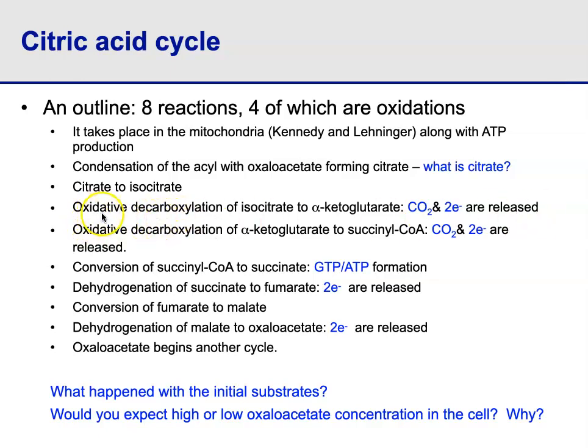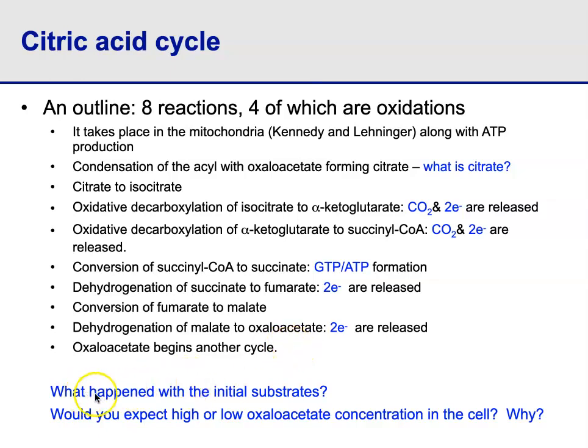Alright, so third reaction, oxidative decarboxylation of isocitrate to alpha-ketoglutarate. The next reaction is oxidative decarboxylation of alpha-ketoglutarate to succinyl-CoA. A pair of electrons is released together with a molecule of carbon dioxide. The next, conversion of succinyl-CoA to succinate, a molecule of ATP is released. Hydrogenation of succinate to fumarate, 2 electrons are released. Then we hydrate fumarate to malate, and then malate is oxidized to oxaloacetate, another pair of electrons is released, and then oxaloacetate can begin another cycle.